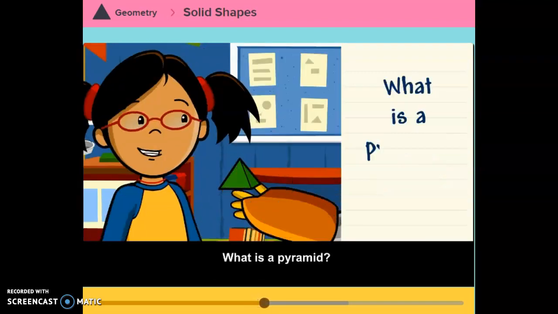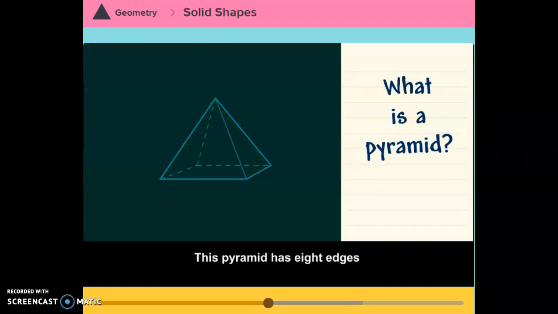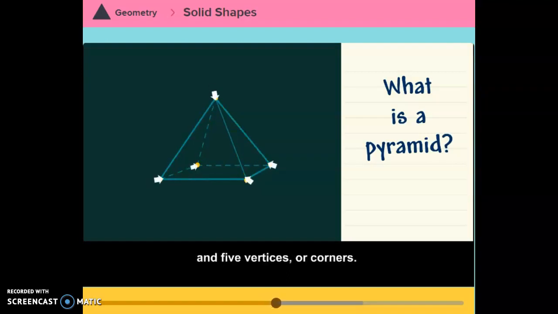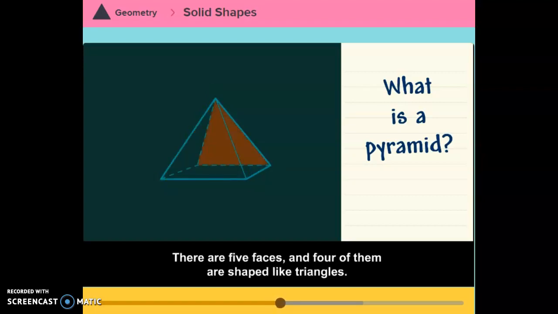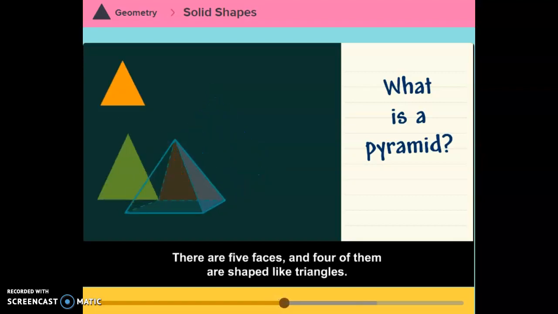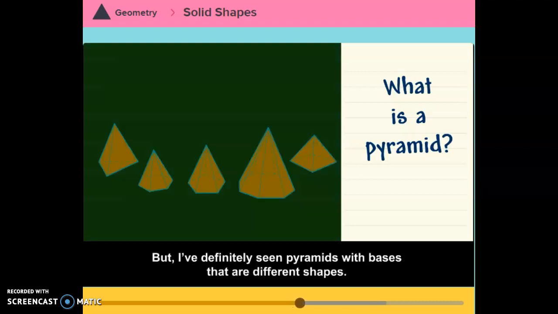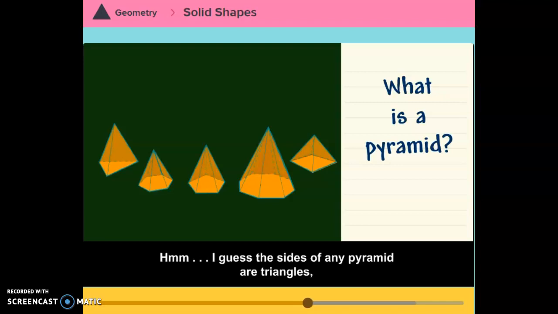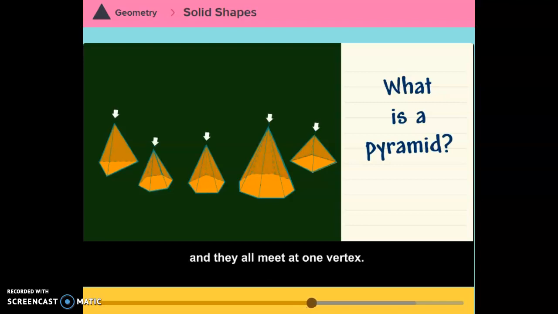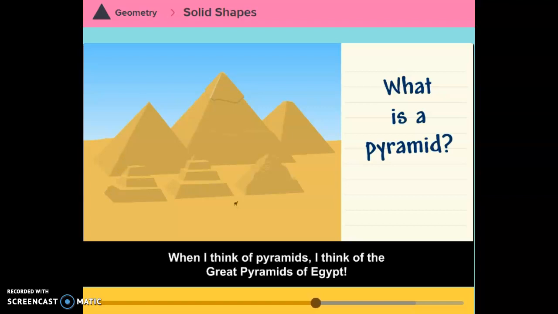What is a pyramid? This pyramid has 8 edges and 5 vertices or corners. There are 5 faces, and 4 of them are shaped like triangles. The fifth is the base on the bottom. The sides of any pyramid are triangles, and they all meet at one vertex. When I think of pyramids, I think of the great pyramids of Egypt.